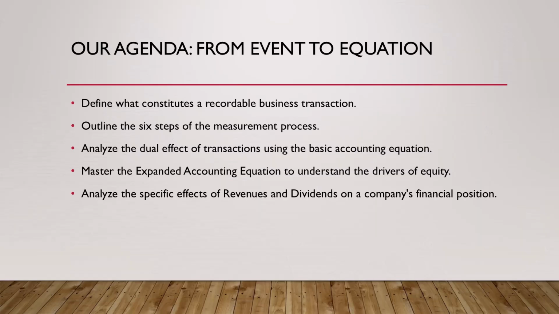Here is our roadmap for today. We'll start by defining what makes an event a recordable transaction. We will then outline the 6 core steps of the measurement process that accountants follow. The bulk of our time will be spent analyzing the dual effect of transactions using both the basic and the expanded accounting equations. Specifically, we'll master the effects of revenues and dividends on a company's financial position.